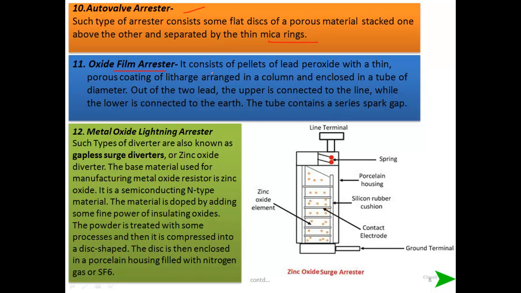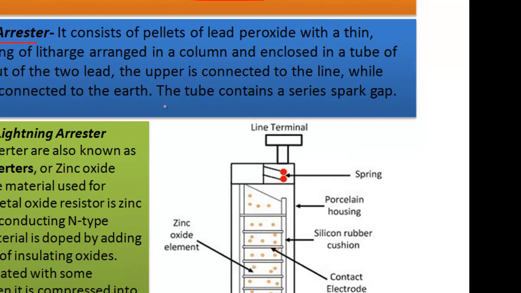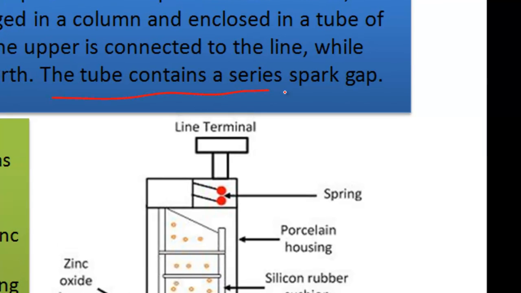Oxide film arrestors consist of plates of lead peroxide with a thin porous coating of litharge, arranged in a column and enclosed in a tube. Two leads are used. If we see the IC engine, there is a spark plug. Such a type of system is also used in electrical engineering in a lightning arrestor.